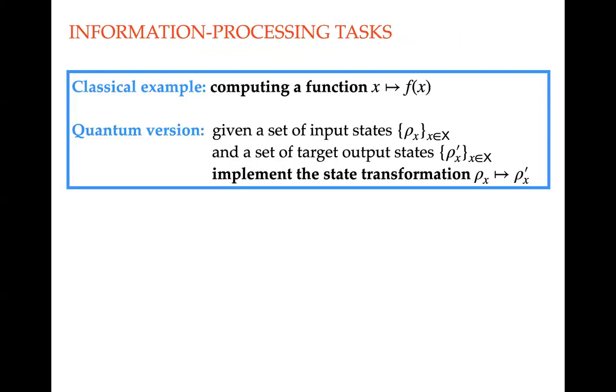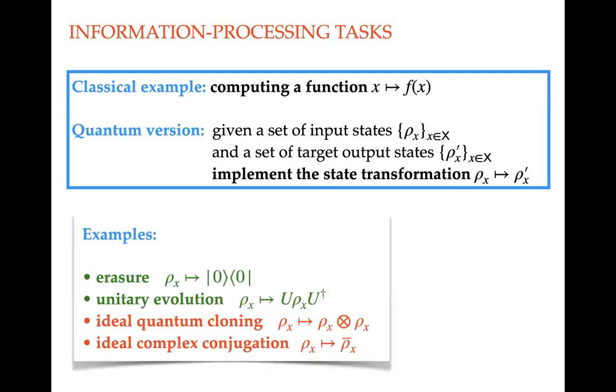So now let's get a bit more formal. What is an information processing task in an abstract sense? Well, classically, the easy example is computing a function. You get an input x, and you want to output f of x. The quantum analog of this, the naive quantum analog, is that you have a set of possible input states, rho x, which could be mixed or pure states. You have a set of target states, rho x prime, and you would like to implement a state transformation that, given rho x, produces in output rho x prime. So this is the information processing task.